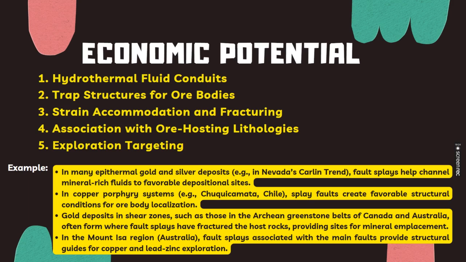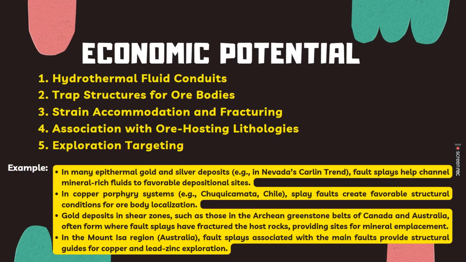By using different geophysical techniques, we can identify different splays. Even by lithostructural mapping, wherever outcrop is available, as I have mentioned, once we identify splays, those must be targeted in further detail during detailed exploration stages. So for example, in many epithermal gold and silver deposits like Nevada's Carlin trend, fault splays help in channelizing mineralizing fluids to favorable depositional sites.